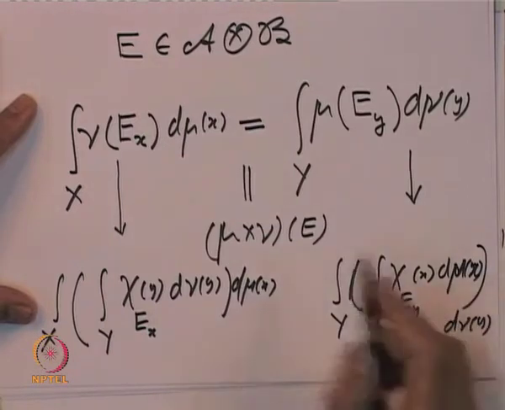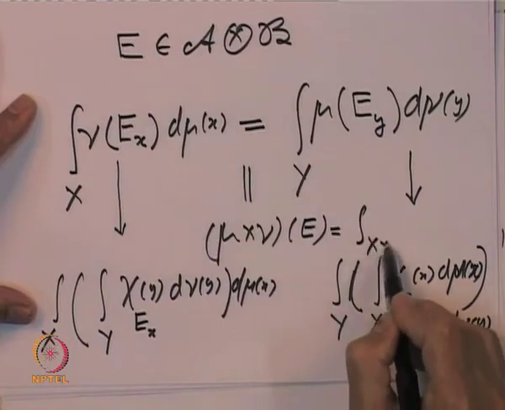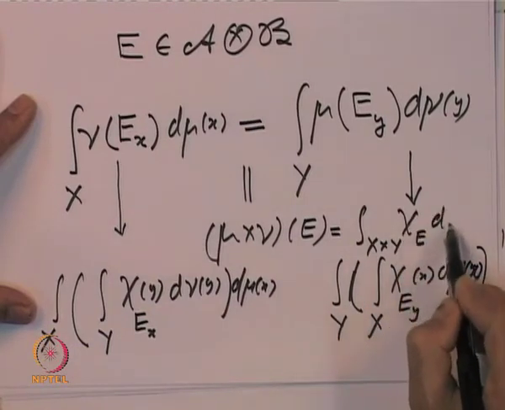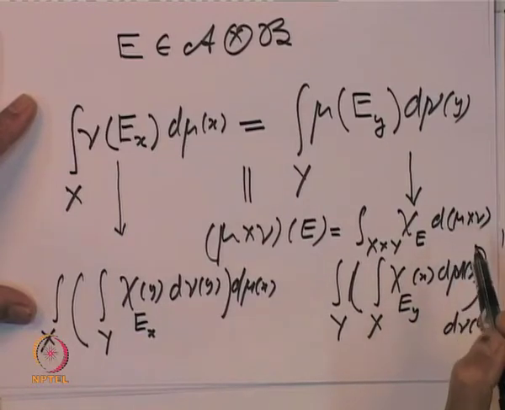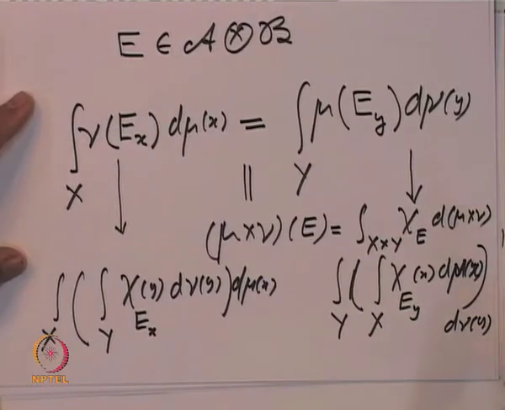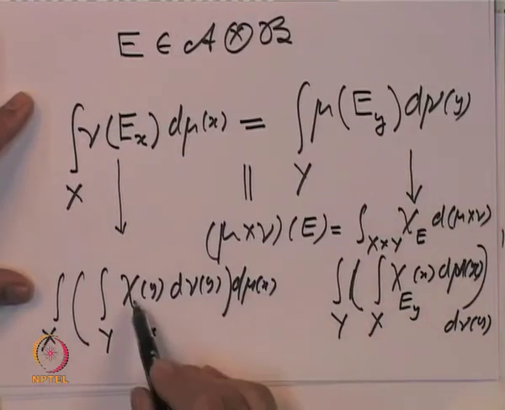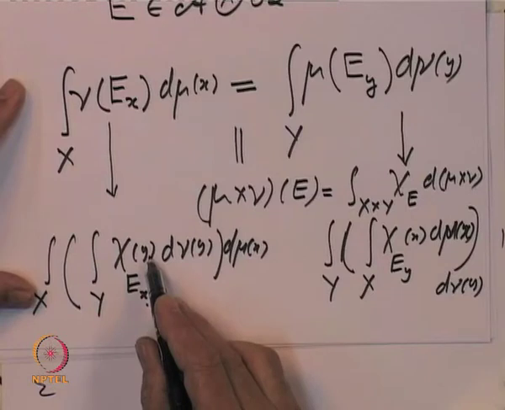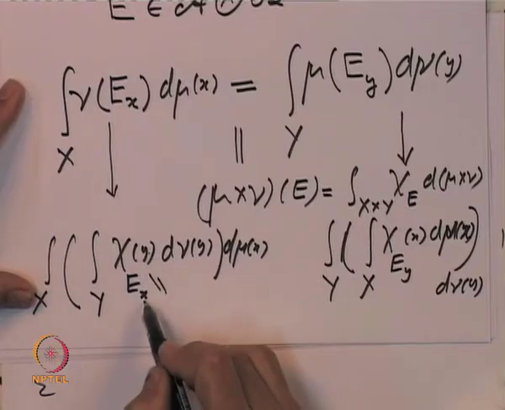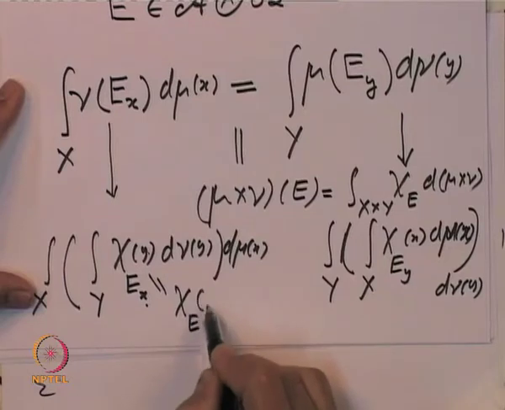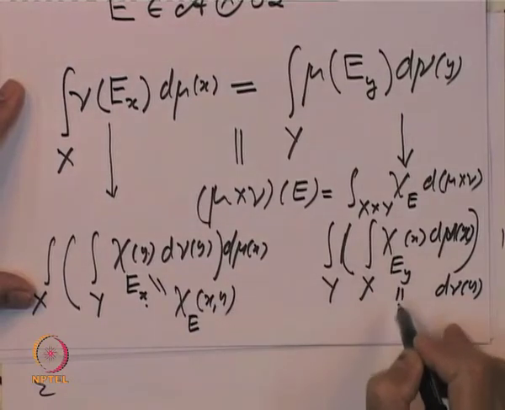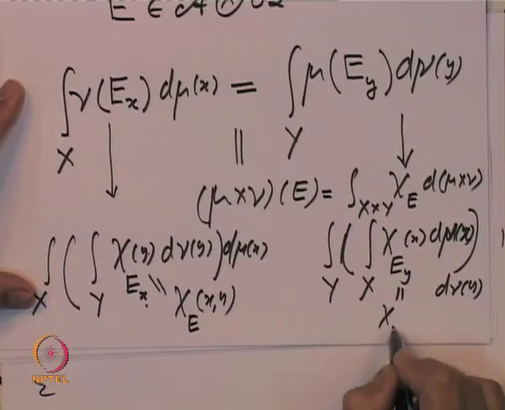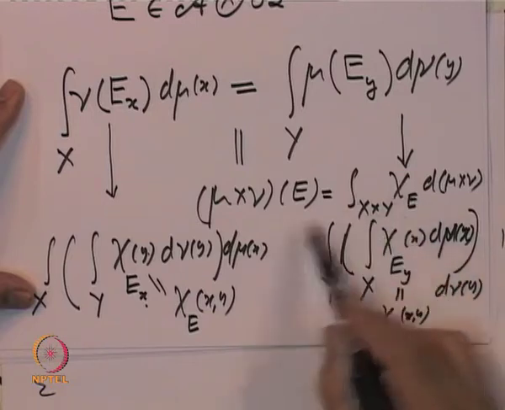And this product measure I can write as the integral over x cross y of the indicator function of E, d the product measure mu cross nu. So, we get an integral representation of this result. Note that the indicator function of E_x at y is non-zero when y belongs to E_x, that means (x, y) belongs to E. So, this is just the indicator function of E at (x, y), and similarly the other one is also the indicator function of E at (x, y). So, everywhere it is the indicator function of E.